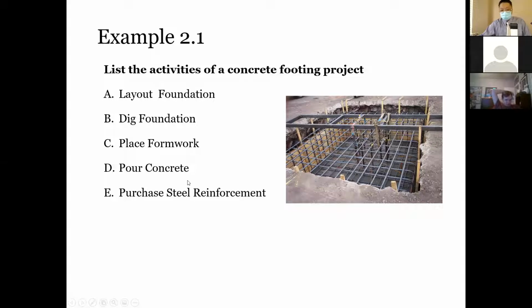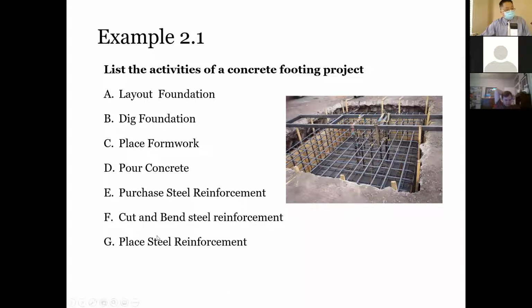This is not in order yet. Next step, we're going to order these activities. This is just simply a list. So, cut and bend rebars, place rebars, and order concrete. So you can see we have two procurement type activities. Others are all construction production activities. Okay, so this is the list.